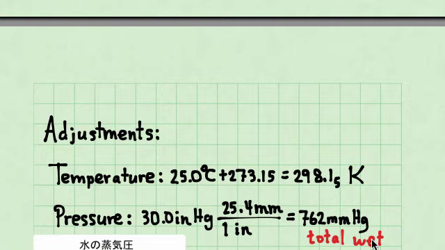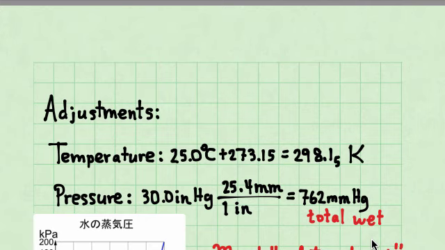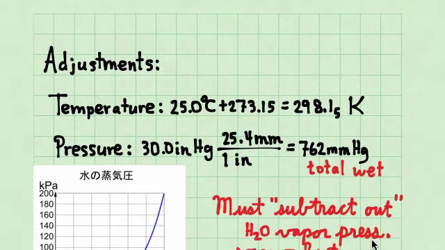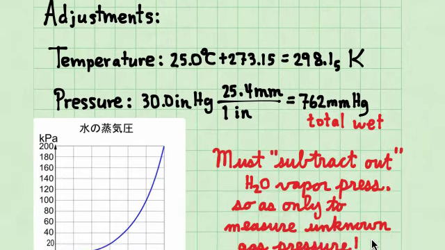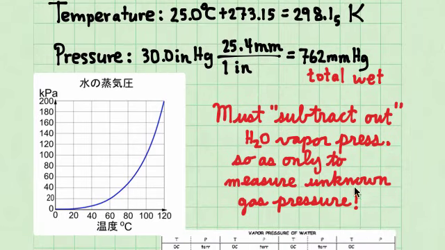But I'm going to call that wet. And you know why I call that wet? It's because it's collected over water. And as the gas bubbles up through the water, it will collect some of that water vapor. And that water vapor will add to the total pressure. So this total 762 is too large. It includes some vapor pressure due to water.